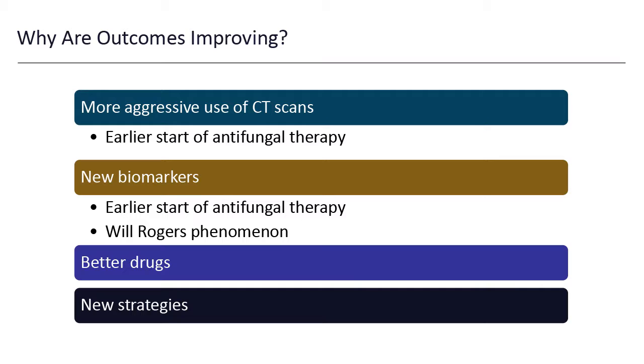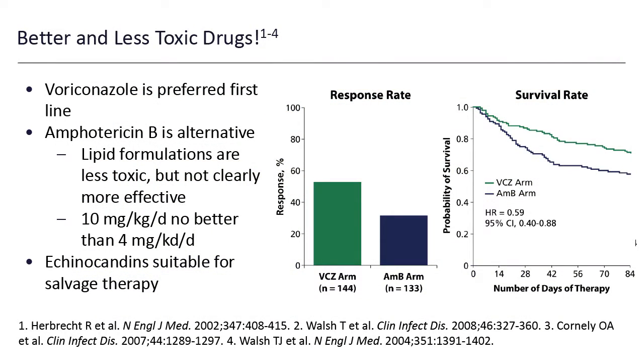We clearly have better drugs. We'll talk more about that. And we have new strategies, as Kieran has alluded to, of using these much earlier, either as prophylactic or preemptive approaches. So the first better drug that we had was voriconazole, and the IDSA guidelines indicate that it is the preferred first-line therapy for aspergillosis, and that's based on this randomized trial with the data depicted here, where you can see the response rates were substantially better, and that resulted in a 12% improvement in survival rate.